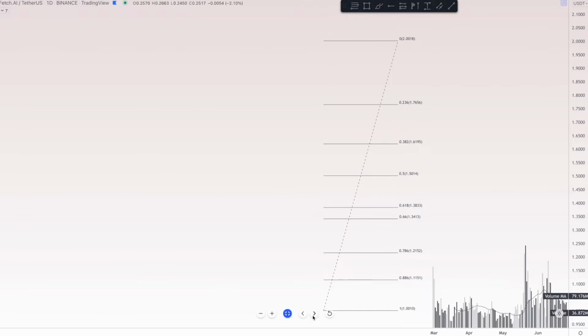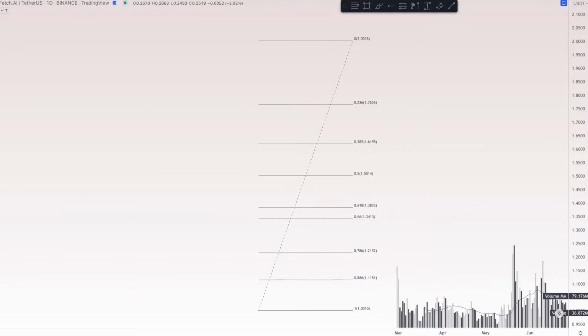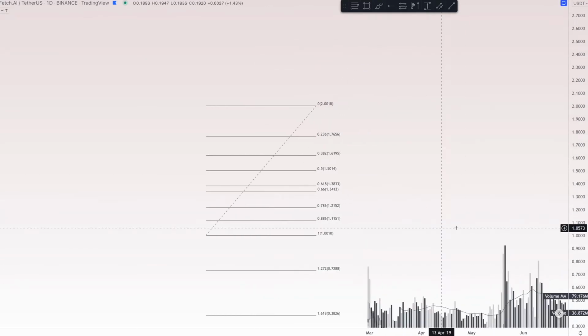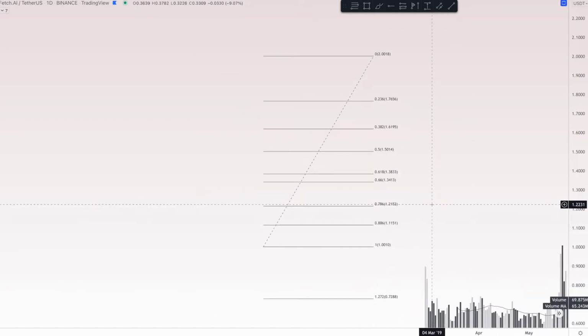So if we have this impulse from $1 to $2, if it goes all the way back to $1, then 100% of the move has been retraced. If it goes to 1.50, that's 50% of the move. If it goes to 1.7656, that's 23.6% of the move, and so on and so on. So what is the way to use these ratios?